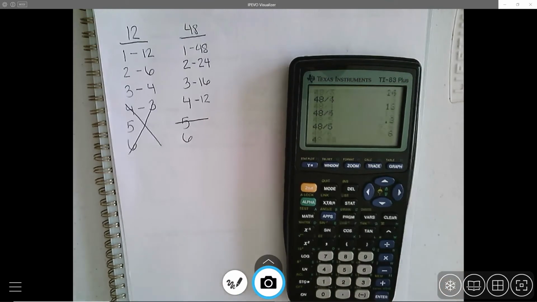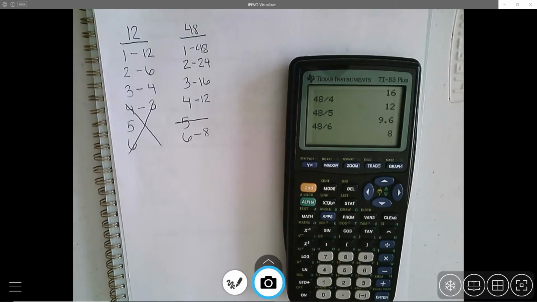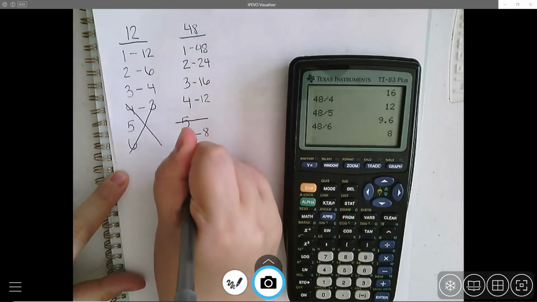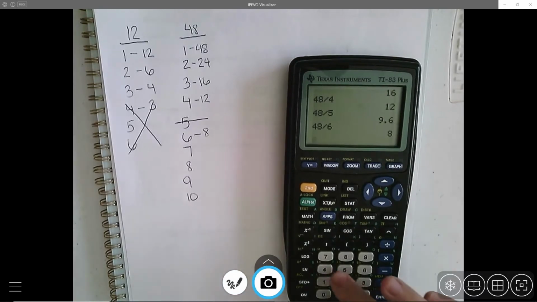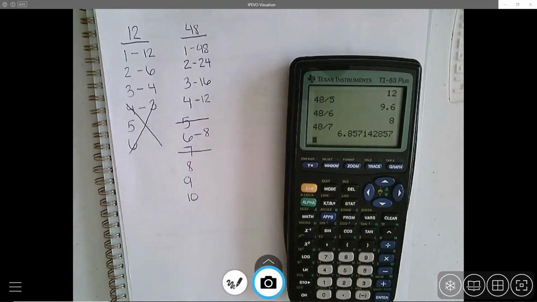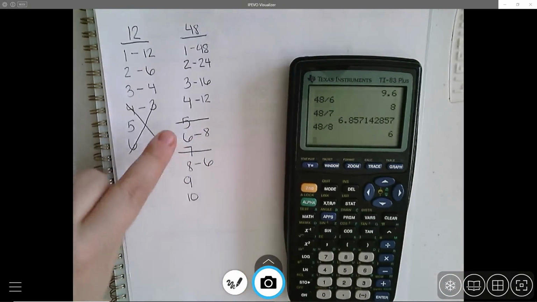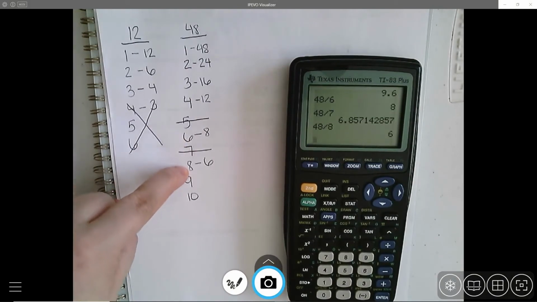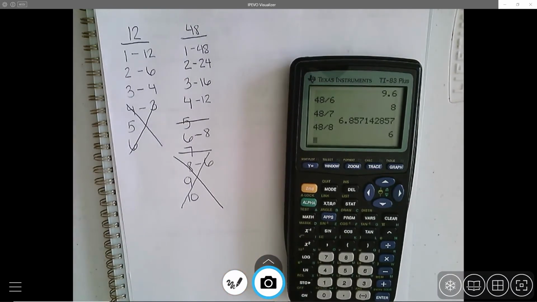48 divided by 6 gives me 8, a non-decimal, so I write it out. I've had no repeats yet like I did with 12, so I need to continue with the numbers 7, 8, 9, 10. Let's go up to 10. 48 divided by 7 gives me a decimal answer, so I have to cross it out. 48 divided by 8 gives me an answer of 6. Notice 6 and 8, 8 and 6, they're the same thing. Cross out the one that repeated and everything below it.